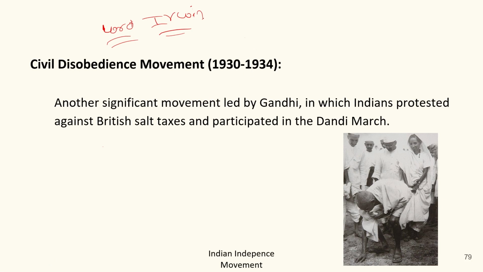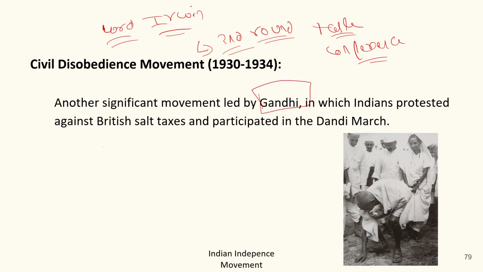And Lord Irwin had to organize it a second time, as the Second Round Table Conference. And to ensure the participation of Gandhi and other National Congress leaders, he made a pact with Gandhi, famously known as the Irwin Gandhi Pact. Got it?